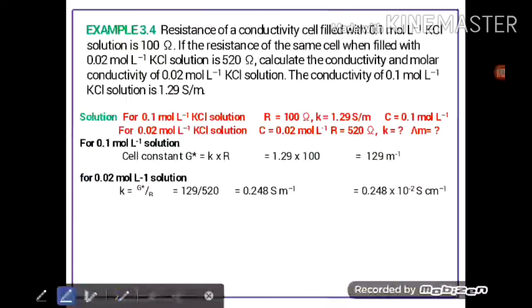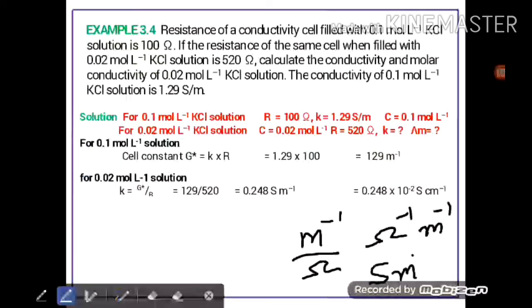129 its unit is what? Meter inverse. This is the unit of cell constant. And the unit of R is ohm, so this will be ohm inverse and meter inverse. Ohm inverse is equal to Siemens, and this will be meter inverse. So the unit of conductivity is Siemens meter inverse.